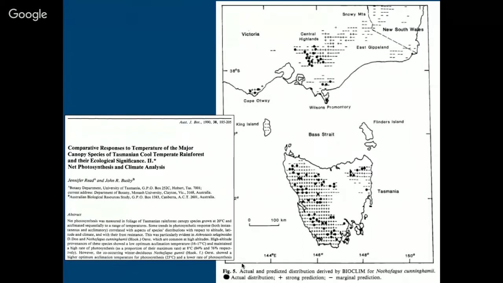So let's look at some of these early Biochem studies. Here's an analysis, comparative responses to temperature of the major canopy species of Tasmanian cool temperate rainforest and their ecological significance. This is a paper on net photosynthesis, which was based on actual measurements, and climate analysis, which was based on use of the Biochem algorithm.